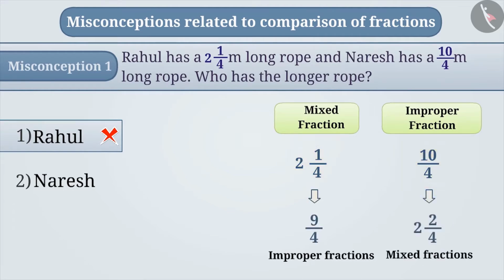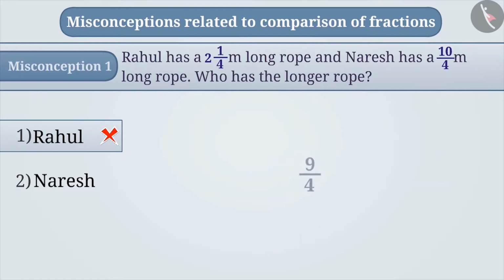Here, we will convert 2 1/4 into an improper fraction. To do so, we will keep the denominator as it is and multiply the whole number 2 with the denominator 4 and add the numerator 1 to it. And then we write the result in the place of the numerator. So the fraction will become 9/4. Now we will compare it with 10/4. Since the denominators are equal here, we will compare the numerators 10 and 9. Therefore, 10/4 is greater than 9/4. That means Naresh has the longer rope.